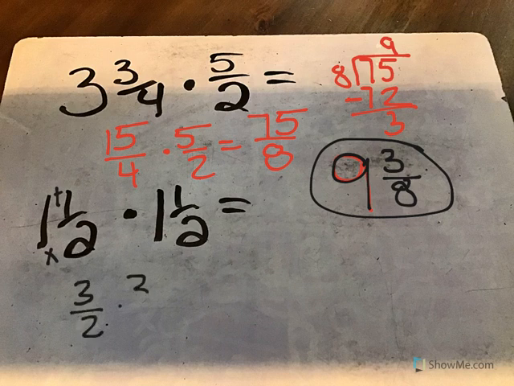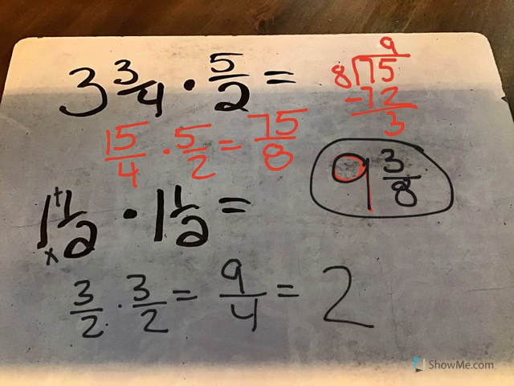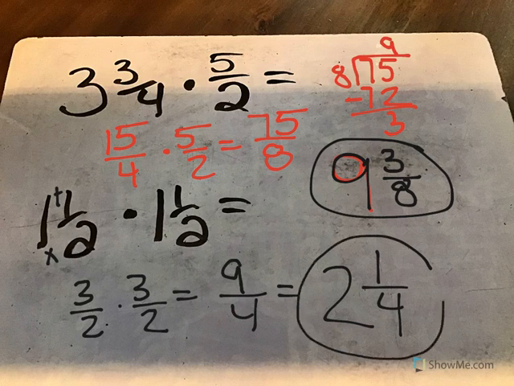The other one is the same thing, so they're both 3/2. Multiply them together, numerator by numerator, you get 9. 2 times 2 is 4. Improper fraction, need to simplify it. How many times will 4 go into 9? 2 times, with 1 as a remainder, and the denominator stays the same, so that is my new product, my new answer, 2 and 1/4.